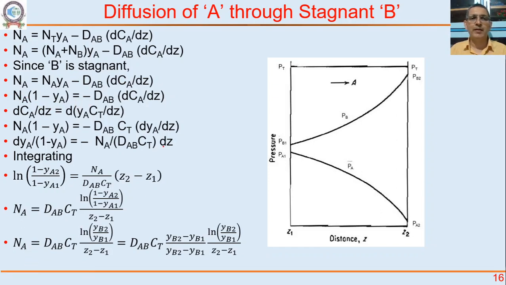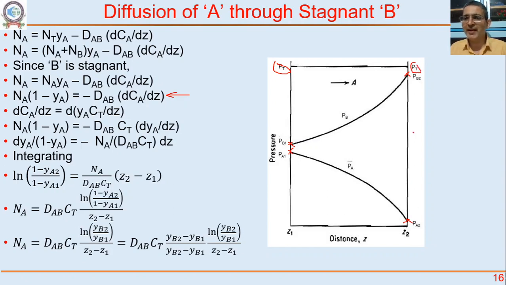Convection can be related to diffusion. Let's imagine a situation where the partial pressure of A is higher here and lower there: P_A1 is higher than P_A2. If the total pressure is the same, P_B1 will be lower than P_B2, because the total pressure must be equal to the partial pressure of A plus B.